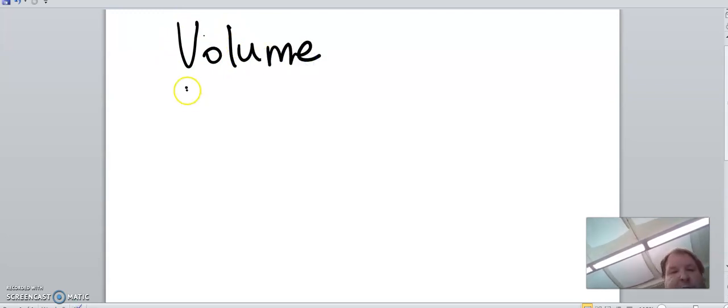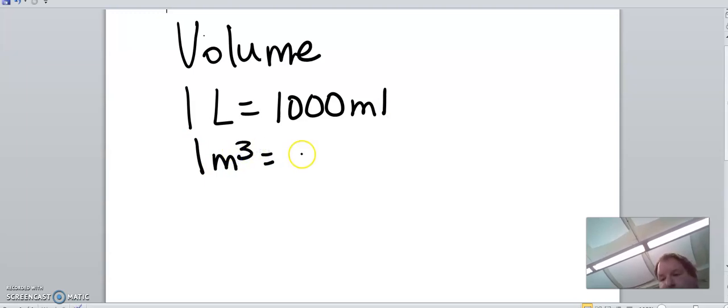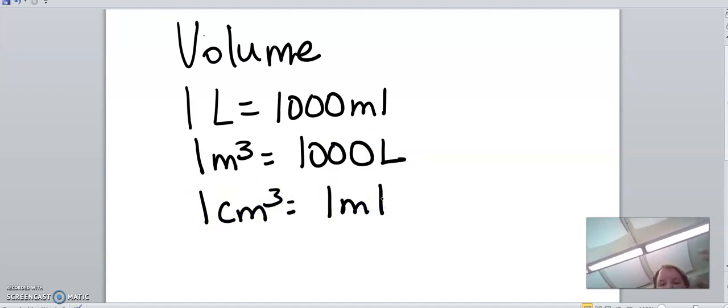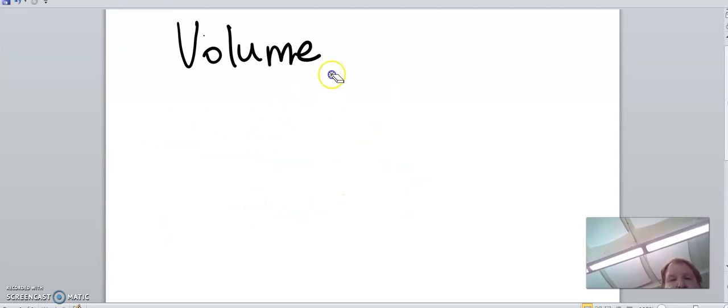For this one, we're going to have 1 liter equals 1,000 milliliters. 1 cubic meter equals 1,000 liters. And 1 cubic centimeter equals 1 milliliter. Go ahead and get that copied down. This is all going to help you as you work on your prep work for this week. Remember, you can always rewind if you need to, but we're going to move ahead.